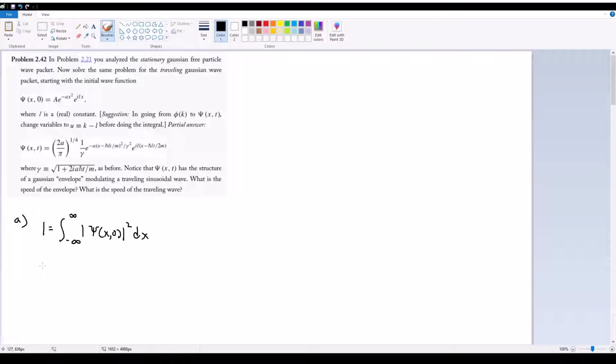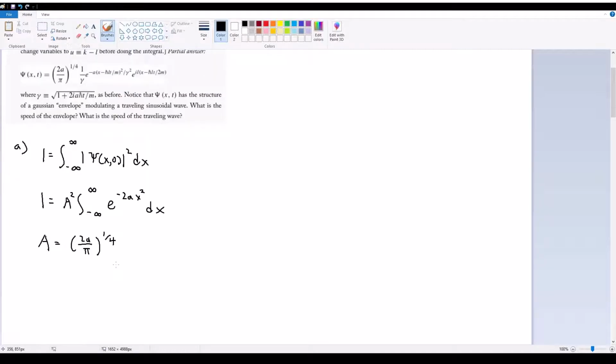So what we're going to get is that 1 is equal to A squared times the integral from negative infinity to positive infinity of e to the negative 2a x squared dx. And then we can just solve this integral as standard. What we're going to find is that A is going to equal 2a over pi to the power of 1/4 if we solve this as a Gaussian. And at this point, we know that psi of x comma 0 is therefore equal to 2a over pi to the power of 1/4 times e to the negative a x squared e to the i l x. And now we are ready to begin the problem proper in part B.